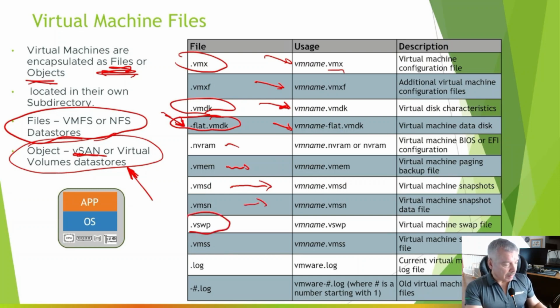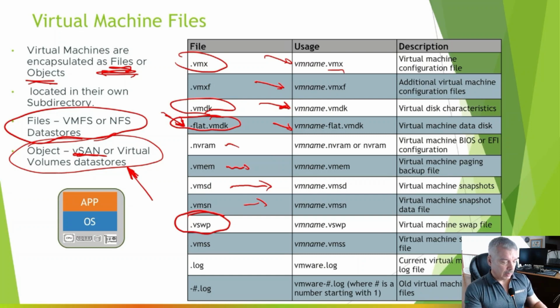There is a swap file, and I'll talk about what that gets used for when I get into resources. Typically that swap file will be equal to the amount of memory you give a VM, minus its reservation. I'll talk about that. It's created when you turn on the VM. It's deleted when you turn it off.